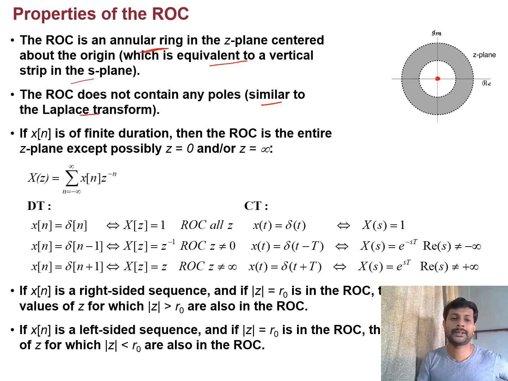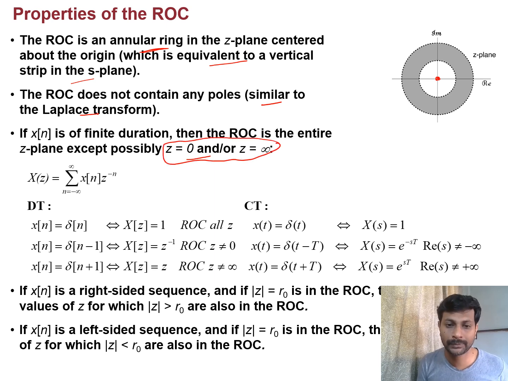And if x[n] is of finite duration, then the ROC is the entire Z plane except possibly z equal to 0 or z equal to infinity. For these two values, the Z transform doesn't exist.